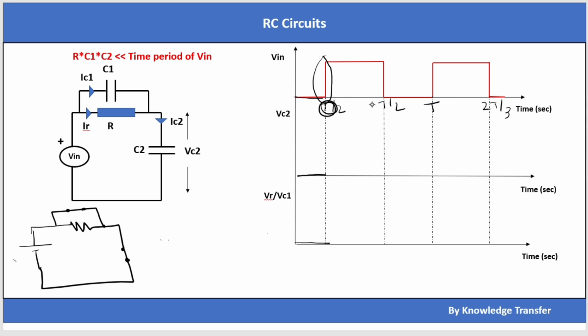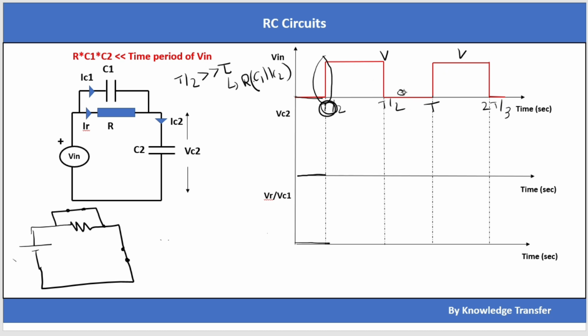Before I go further, I forgot to tell one thing. Here you can see 0 to T by 2. T by 2 is far greater than the time constant of this circuit. Here the time constant is R into C1 in parallel with C2. So the capacitor will charge from 0 to full V within 0 to T by 2 itself, and in the same way from T by 2 to T, it will discharge from V to 0 volt.